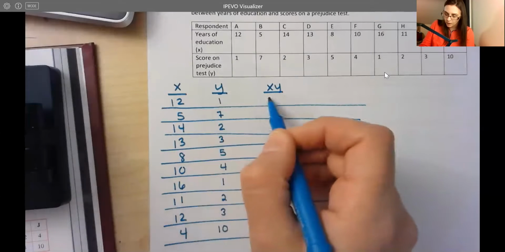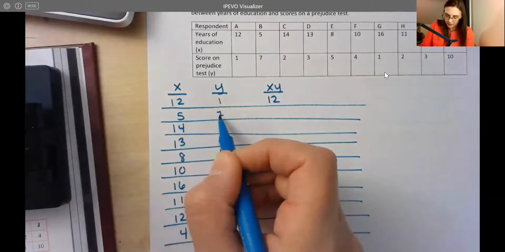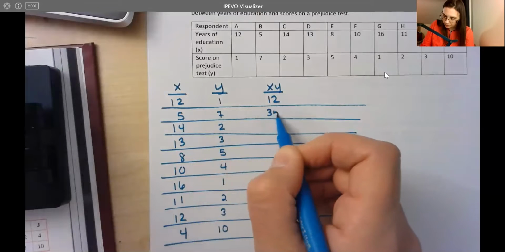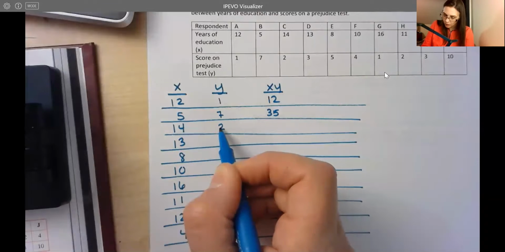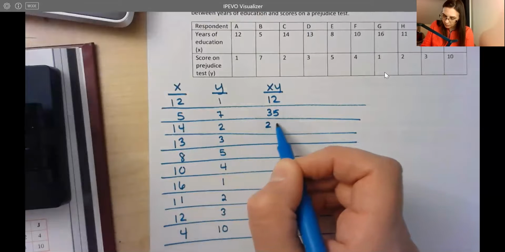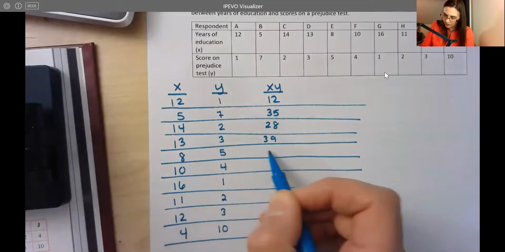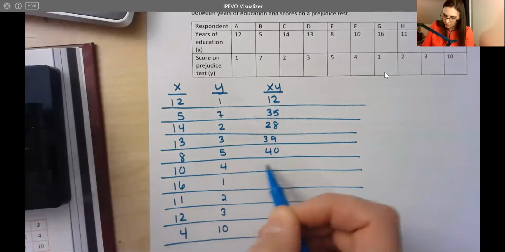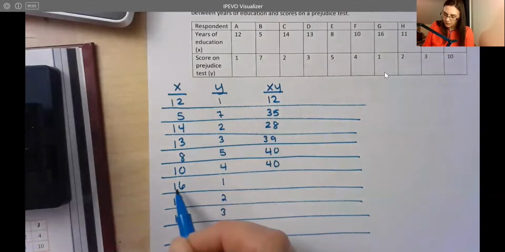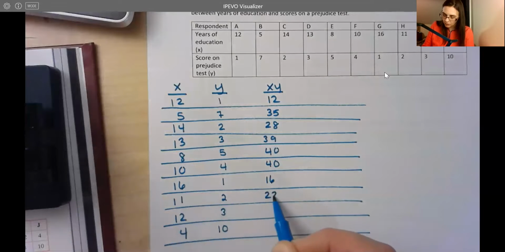So 12 times 1 is 12. 5 times 7 is 35. 14 times 2 is going to be 28. 13 times 3 is going to be 39. 8 times 5 is 40. 10 times 4 is also 40. 16 times 1 is 16. 11 times 2 is 22. 12 times 3 is 36. And 4 times 10 is 40.